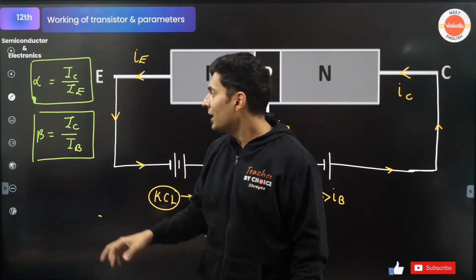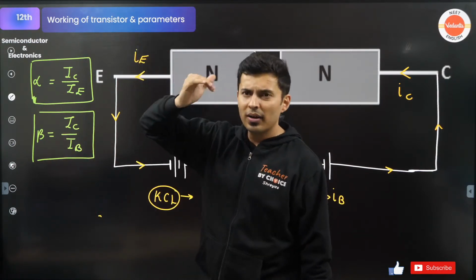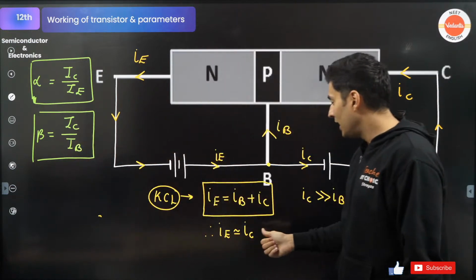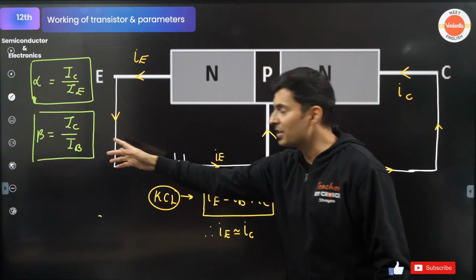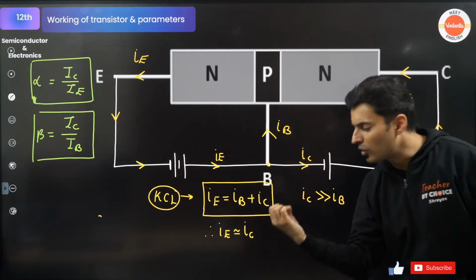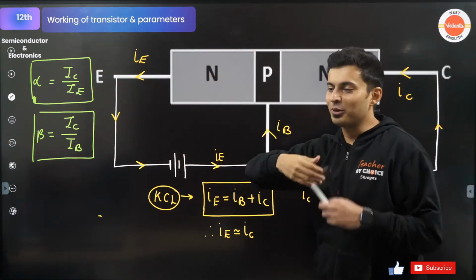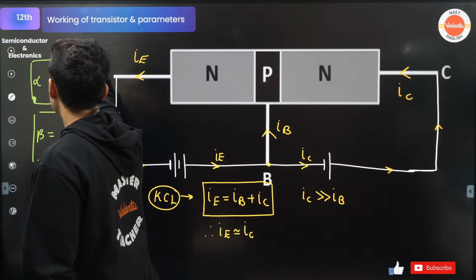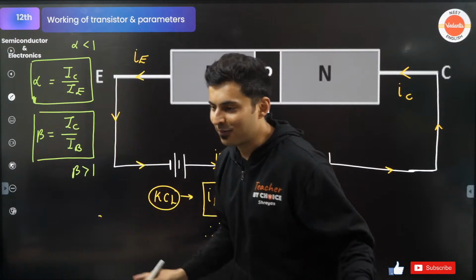Okay, great. Similarly, can you think what beta will be? Will it be more than 1 or less than 1? Think carefully, guys. Collector current is much larger than base current. So the numerator is big and the denominator is small, so the ratio will be much larger than 1. Very good. So I just got that alpha is less than 1 and beta will be more than 1. Perfecto.